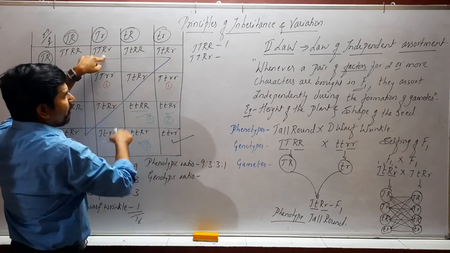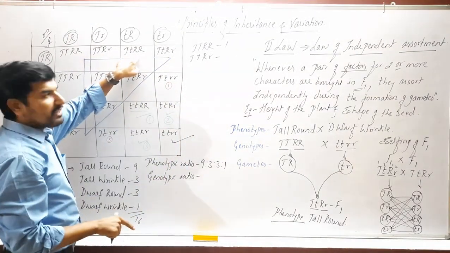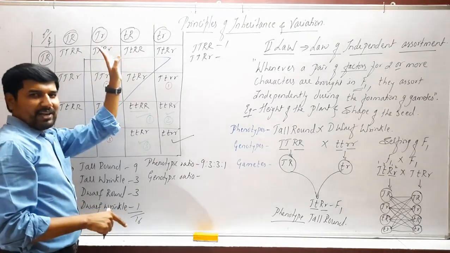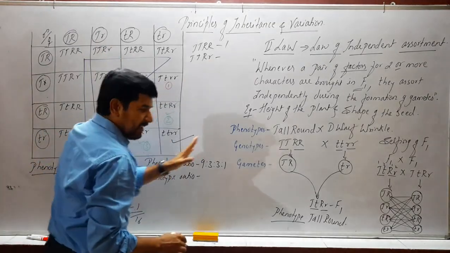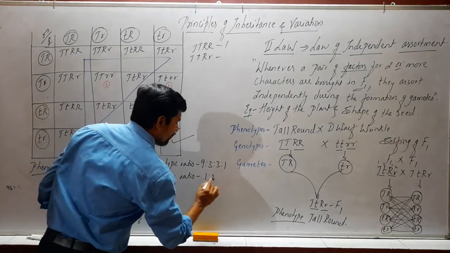How many are there out of this? Write. Then go to the next box. Write it. How many are there? Count it. If you have counted it in the previous part, leave it. Otherwise, go on writing. There, what will we get? Genotypic ratio 1:1:2:2:2:4:1.